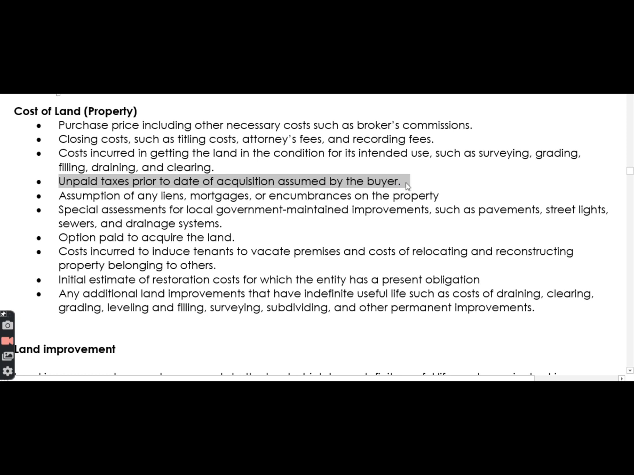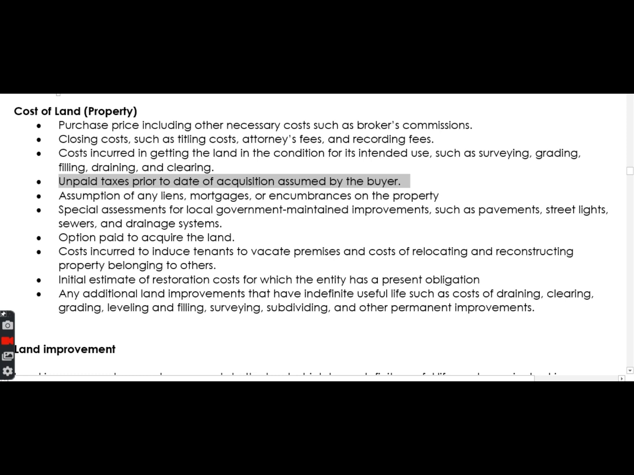That is assumed by the buyer. Take note, dapat in-assume mo. Okay? Kasi kung hindi mo in-assume, ibig sabihin hindi ikaw yung nag-bear ng, or hindi mo kinonsider na kasama yan sa babayaran mo, then hindi mo siya pwedeng i-capitalize. Okay? Tapos take note, dapat prior to acquisition lang ha. Yung mga subsequent na taxes, it will be a normal taxes and licenses already.